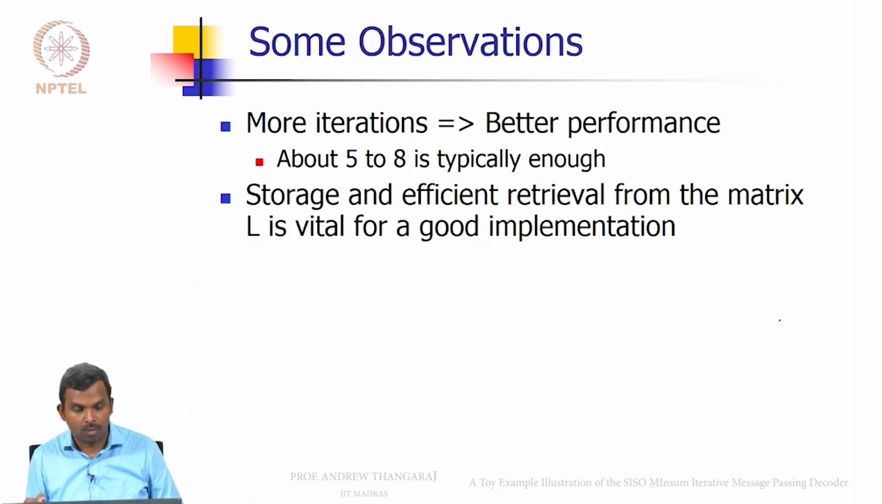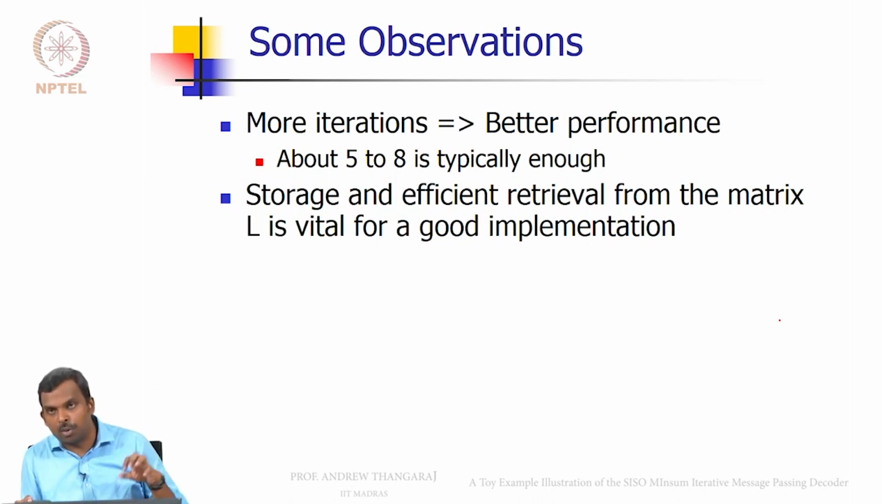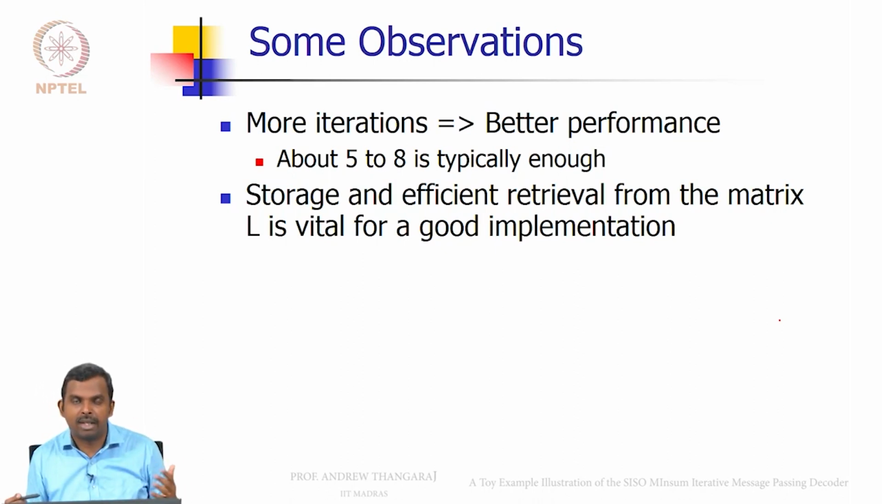So, here are observations. If you implement this you will see if you do more iterations and if your parity check matrix is well designed, if it is a low density parity check matrix, you will get better performance with more and more iterations. Typically about 5 to 8 are enough for moderate block lengths. If you go to very large block lengths you have to explore the entire parity check matrix more. So, you will need more and more iterations.